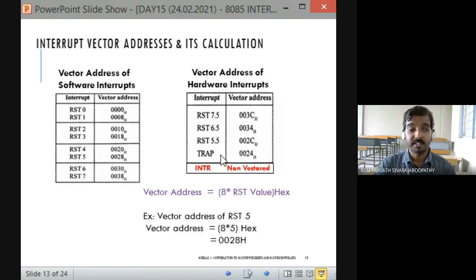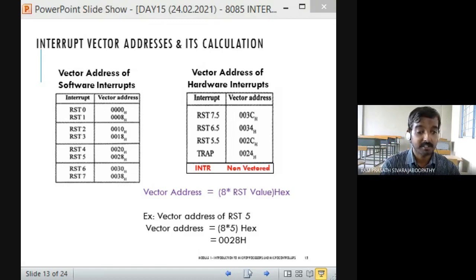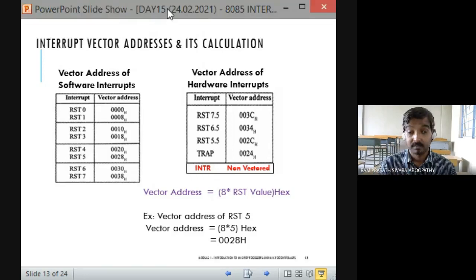Trap is equivalent to RST 4.5. Kindly note down, trap is equivalent to RST 4.5. So can you calculate and tell the vector address of trap? It is already listed there. If you multiply 4.5 into 8, how much do you get? I think 36 in decimal. Converted to hexadecimal it is 24H. That is what is listed here, 0024H.